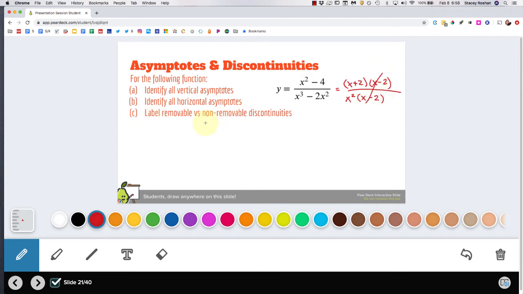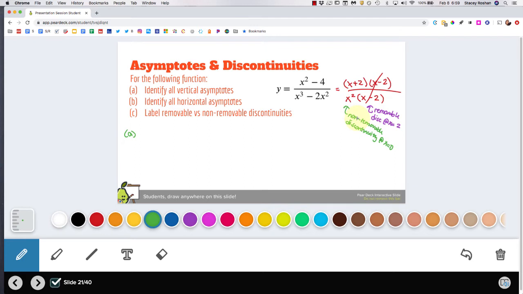So I'm going to do part C first, because whatever cancels out, remember, is our removable discontinuity at x equals 2, because you set x minus 2 equal to 0 and you get x equals 2. And then the one that's left is a non-removable at x equals 0 because x squared equals 0, x equals 0.